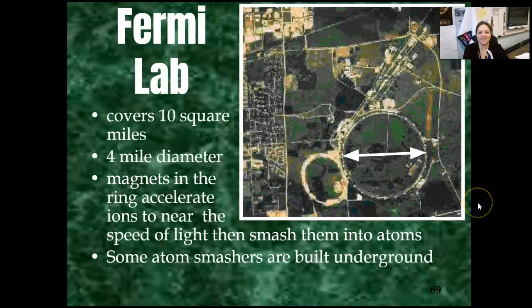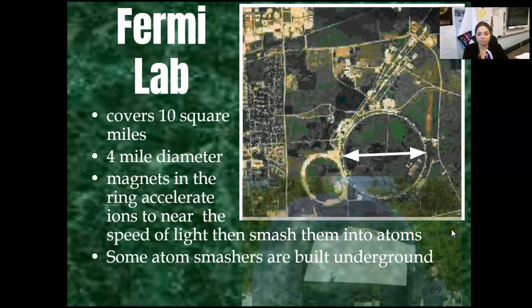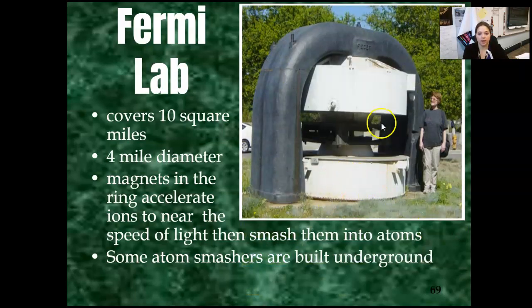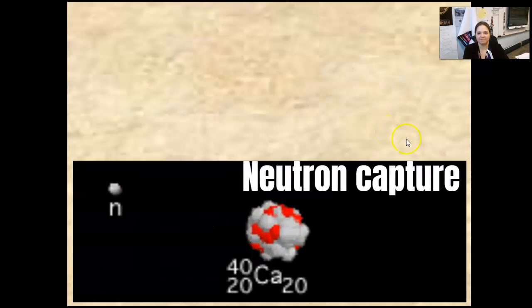All right, so then we got this place called the Fermilab. It covers 10 square miles, with a 4-mile diameter. Magnets in the ring accelerate ions to near the speed of light, then smash those atoms. Some atom smashers are built underground. And this is showing you a little bit of the Fermilab, which is so cool.